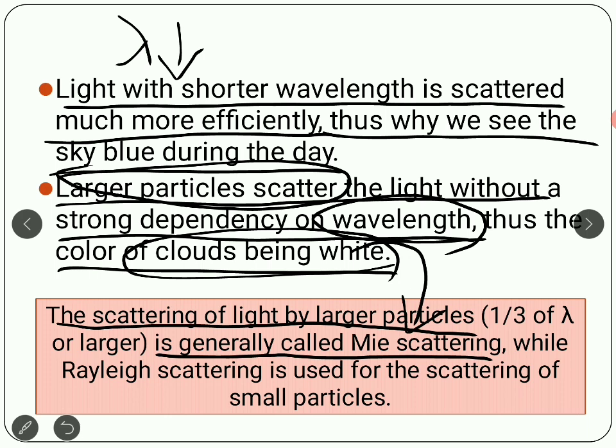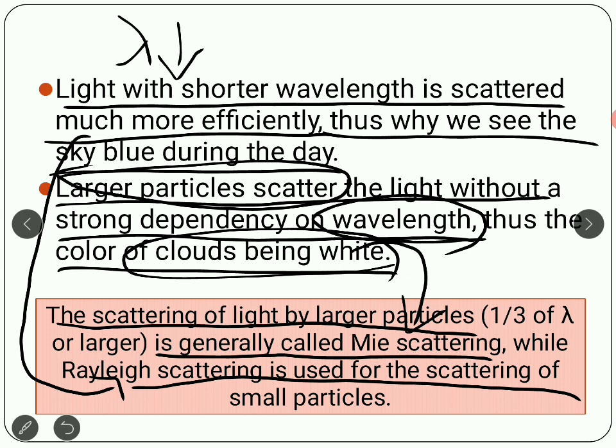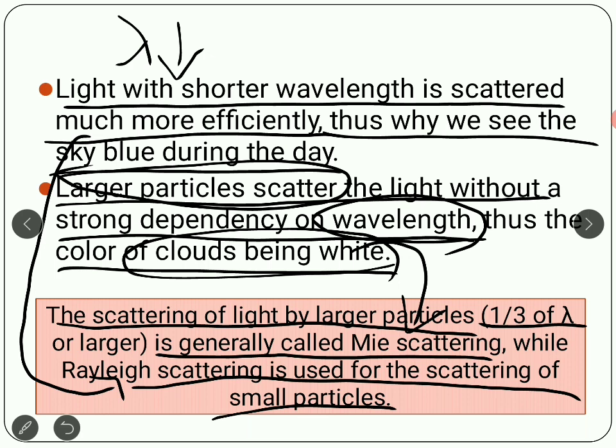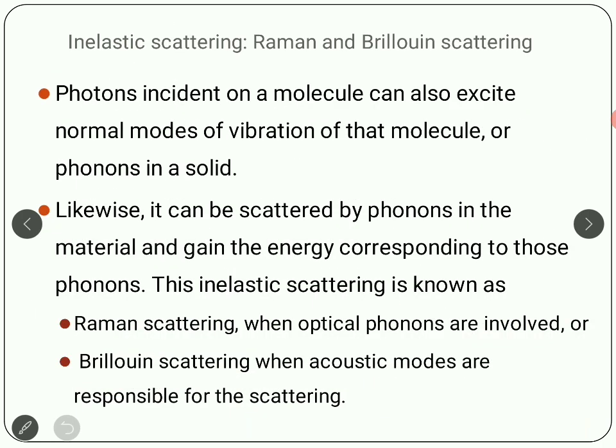On the other hand, the appearance of the sky as blue is connected with Rayleigh scattering, because Rayleigh scattering is used for scattering by smaller particles. So, how large should the particle be so that we can refer to it as Mie scattering? It should be 1/3 of the wavelength or even larger than that. So, that is important.